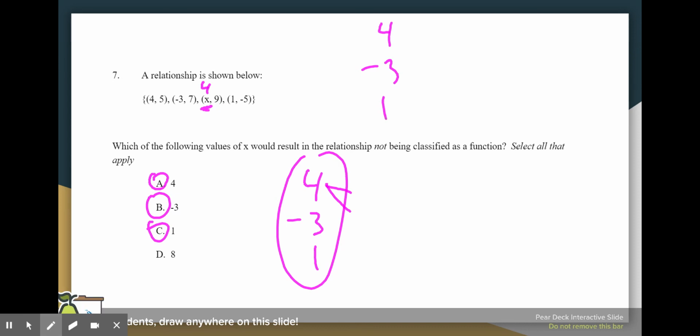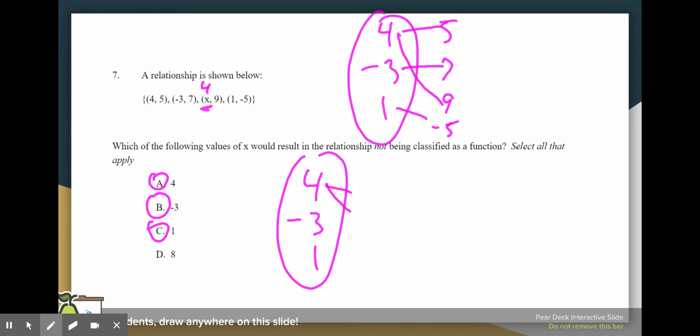So then when you write all of these, you have 5, 7, 9, negative 5. 4 would end up going to 5, negative 3 to 7. 4 would also go to 9. So you have more than one coming out of this. And you could do that with all of them.